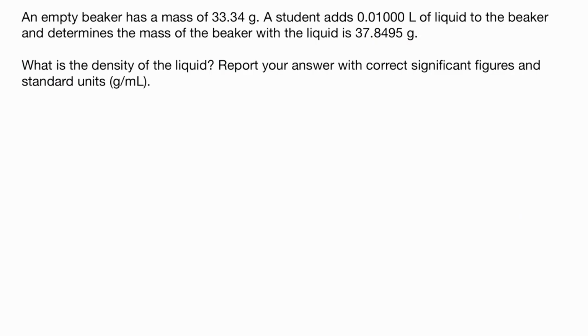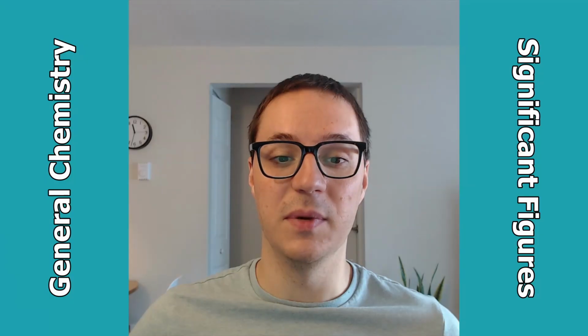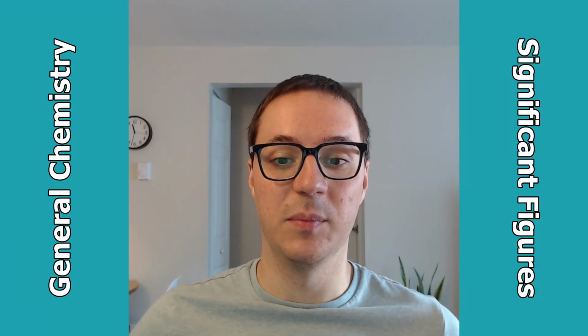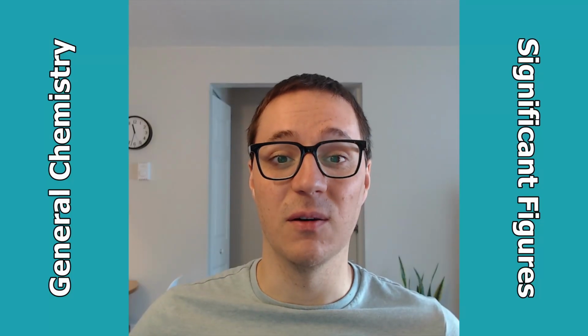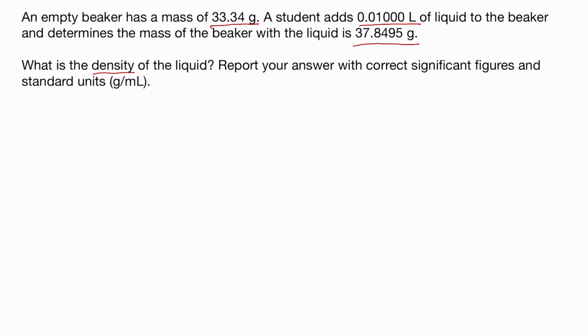An empty beaker has a mass of 33.34 grams. A student adds 0.01000 liters of liquid to the beaker and determines the mass of the beaker with the liquid is 37.8495 grams. What is the density of the liquid? Report your answer with correct significant figures and standard units, grams per milliliter.